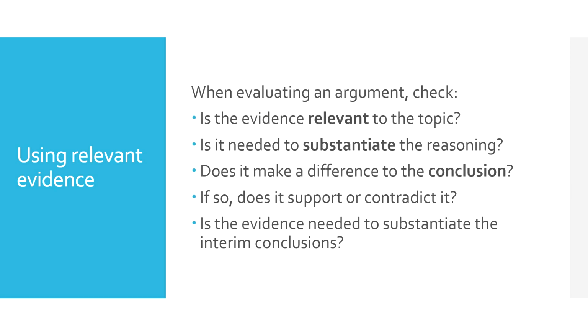Using relevant evidence. When evaluating an argument, check that the evidence is relevant to the topic. It is needed to substantiate the reasoning. Does it make a difference to the conclusion? If so, does it support or contradict? Because there are going to be some examples or times when you're not just going to provide evidence for one side of the argument, so some evidence might contradict and some evidence might support. Is the evidence needed to substantiate the interim conclusions?